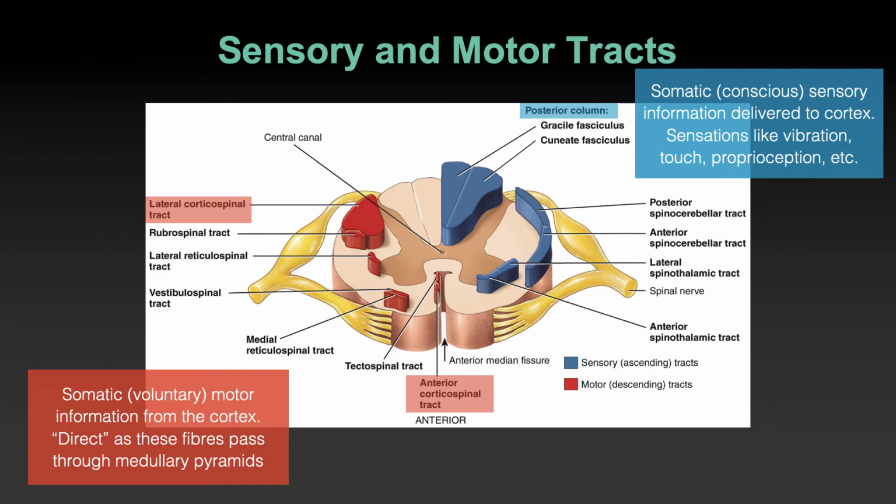Anything, heat, pain, proprioception, which is a fancy word for the position of your limbs in space. I can close my eyes and I know that my arm is raised. That's a proprioceptive sense. And so these tracts are really important in relaying information.